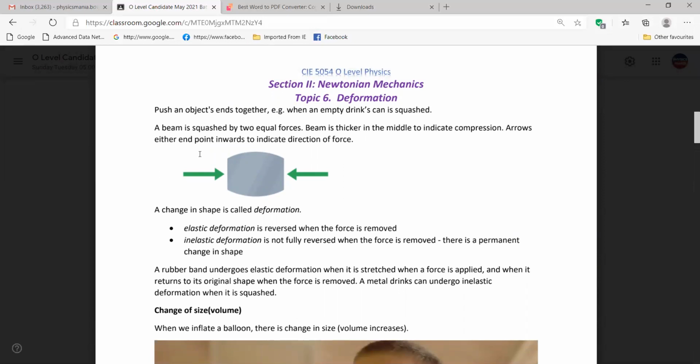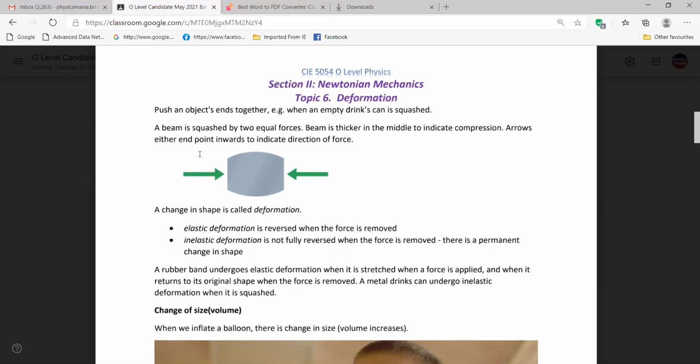Push an object's ends together. Example, when an empty drink can is squashed. A beam is squashed by two equal forces. The beam is thicker in the middle to indicate compression. Arrows at either end point inwards to indicate the direction of force. A change in shape is called deformation. Elastic deformation is reversed when the force is removed. Inelastic deformation is not reversed when the force is removed. There is a permanent change in shape.